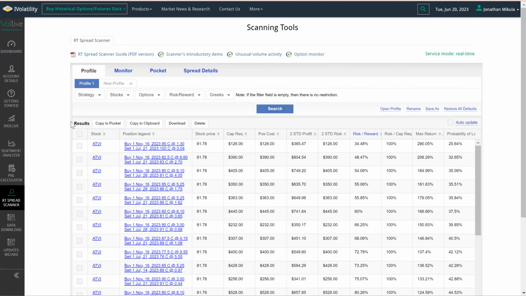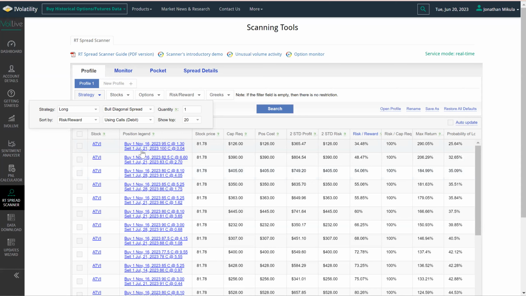Here we go, lots of results. So again, let's pull up our strategy. So we're going apples to apples. So here we go. We have Activision on this first result. We're buying the November 16, 2023, $95 call for $1.30. So here we're betting that Activision is going to go higher than $95 a share by November 6th.